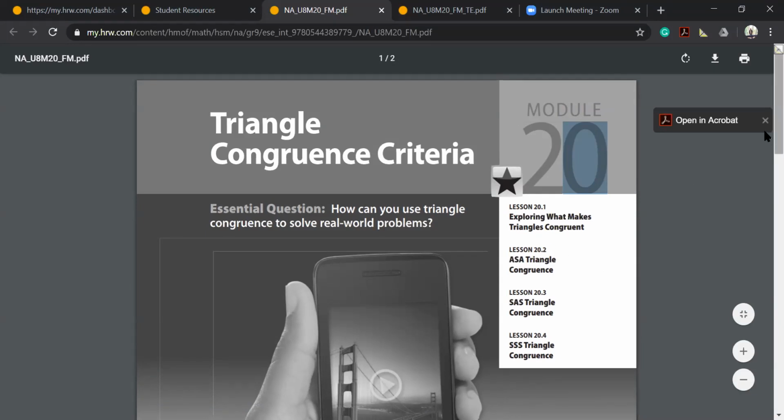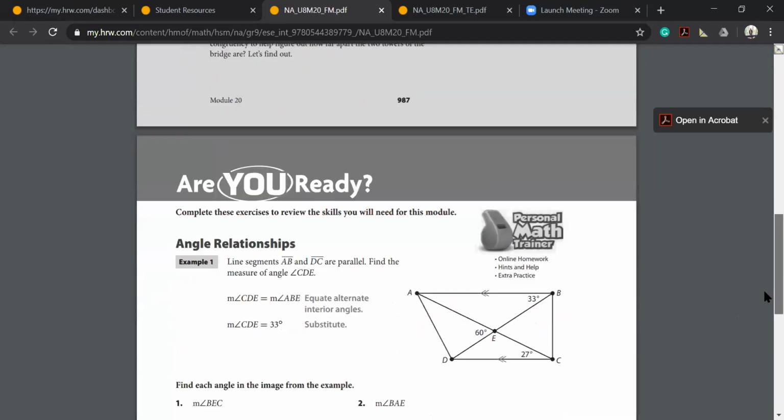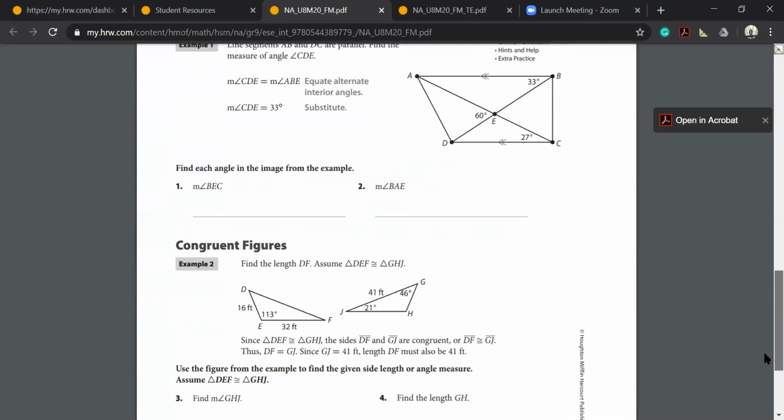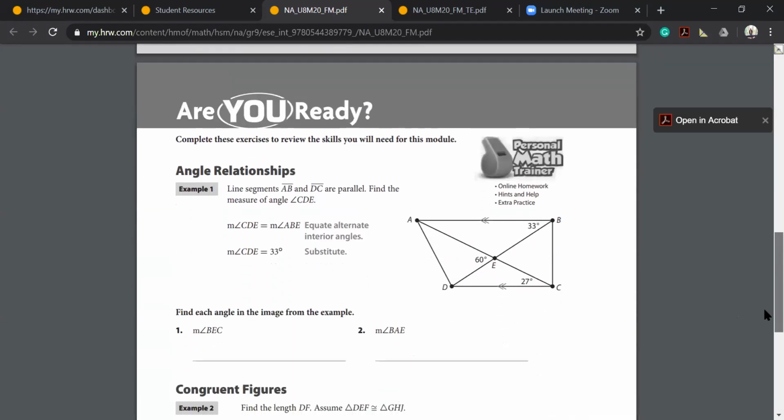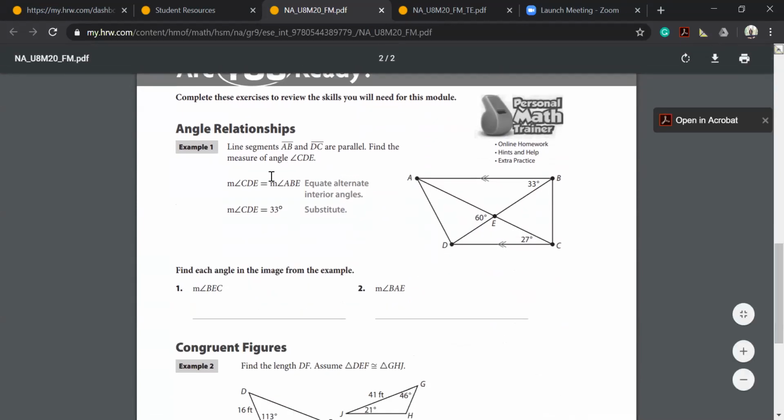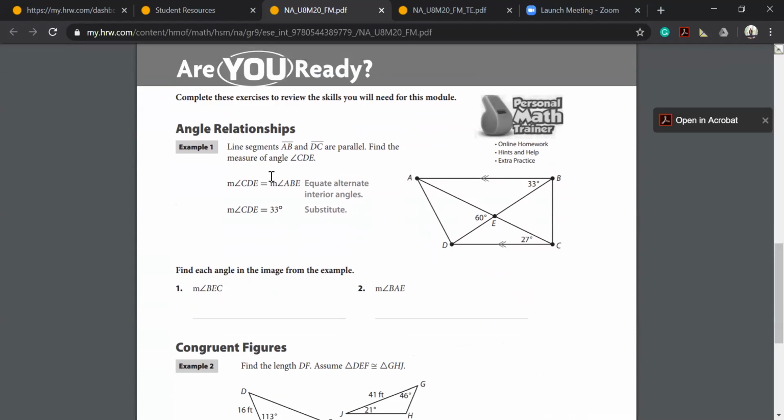But before we go to our new lesson, of course, we have to do the Are You Ready page. This is on page 988. Okay, let's think about it. Angle relationships: again, the alternate interior, the alternate exterior, the corresponding, the vertical and the same side interior. He's telling you that line AB is parallel to line DC. Find the measure of angle CDE. Where is CDE? He's searching for this angle in here, given that this angle is 33 and this angle is 60.